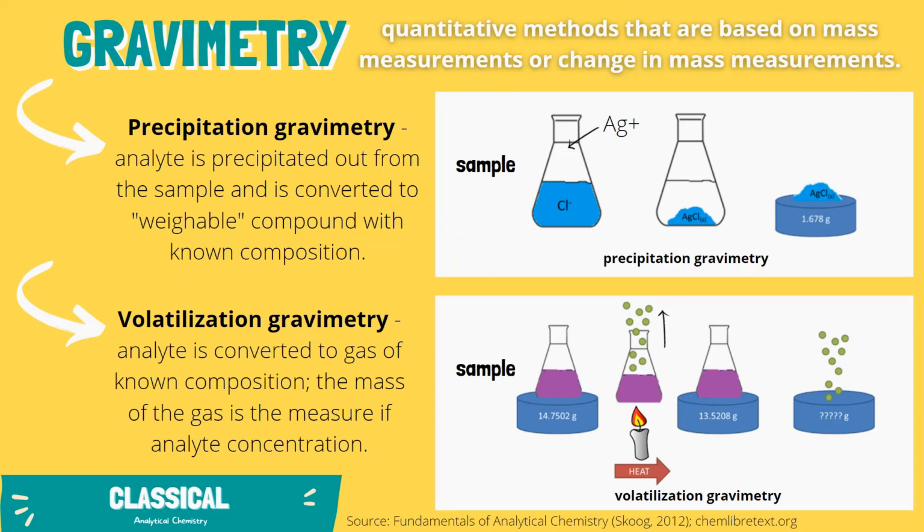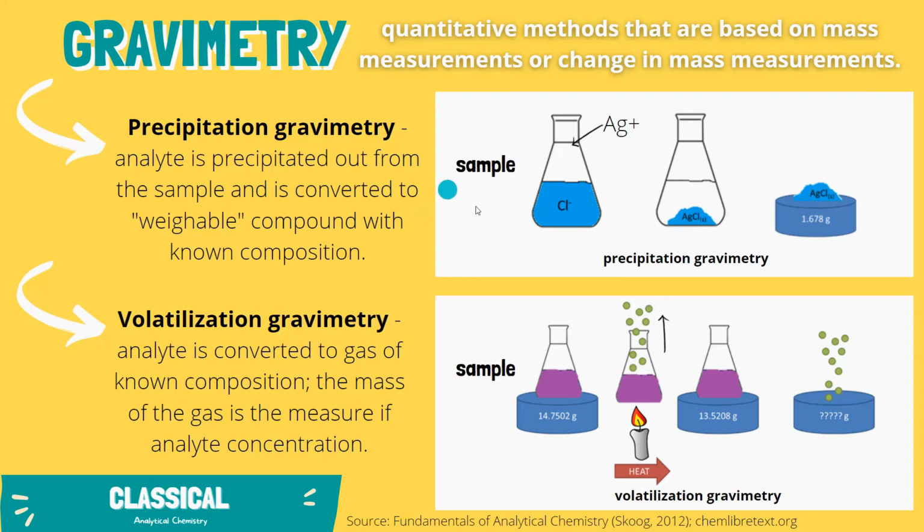Basically, we do have two common gravimetric techniques. We have precipitation gravimetry and volatilization gravimetry. When we say precipitation gravimetry, from the word precipitation, the analyte is precipitated out from the sample and is converted to a weighable compound with known composition.